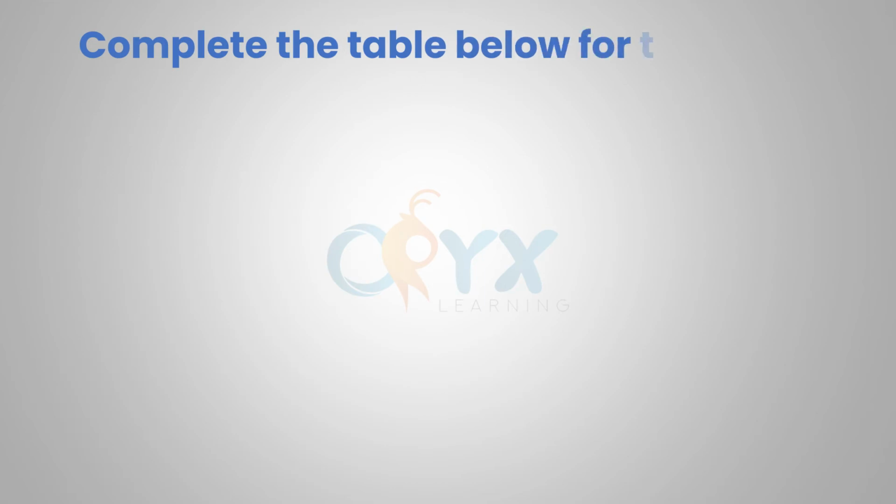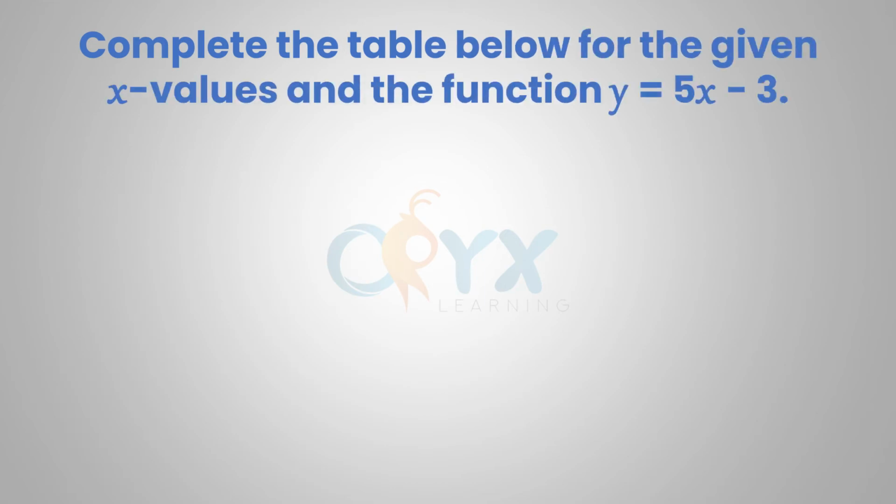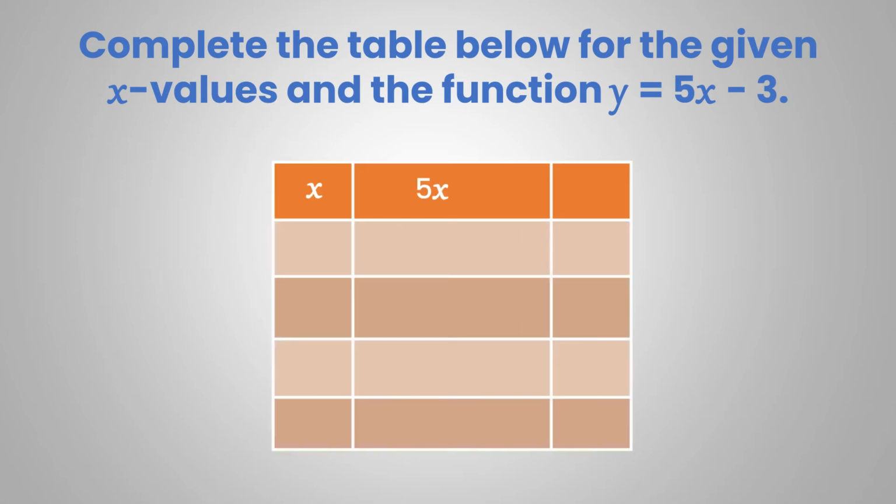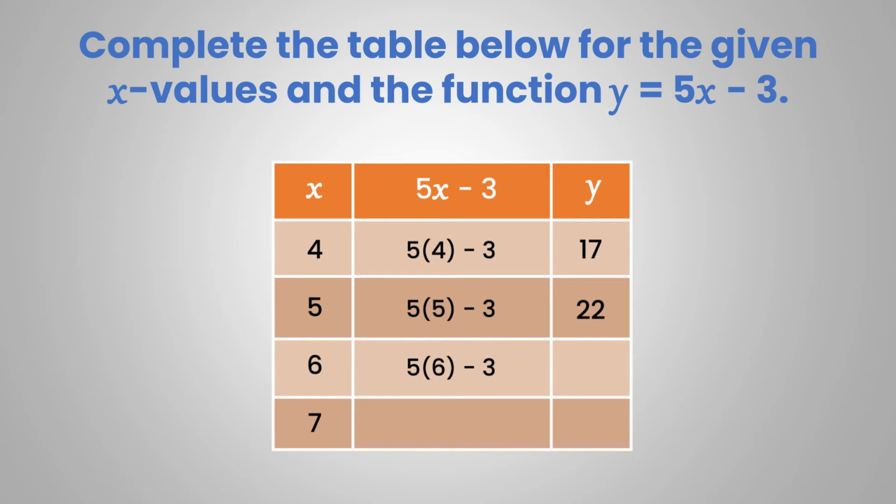Complete the table below for the given x values in the function y equals 5x minus 3. So we need to substitute in a 4, 5, 6, and 7 for x in the original function. Substituting a 4 gives us 5 times 4 minus 3, or 17. Substituting in a 5 would give us 5 times 5 minus 3, or 22. Substituting in a 6 would give us 5 times 6 minus 3, which is 27. And lastly, substituting in a 7 would give us 5 times 7 minus 3, or 32.